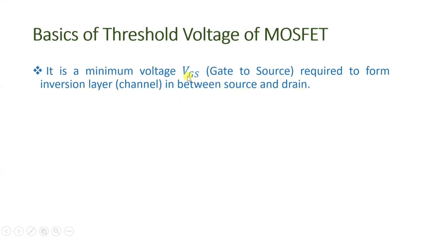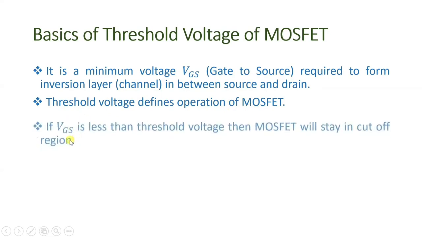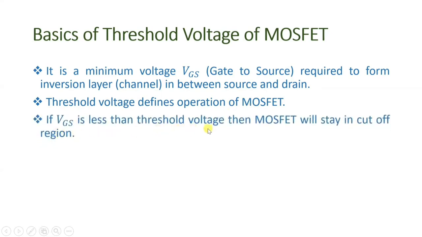So you will have to apply gate to source voltage greater than threshold voltage, then only there will be formation of inversion layer, right? So threshold voltage defines the operation of MOSFET. If VGS is less than threshold voltage, then the MOSFET will always stay in cutoff region. To operate the MOSFET in linear region and in saturation region, we will have to give VGS greater than threshold voltage. That is the message that I want to convey for operation of MOSFET in linear or saturation region.